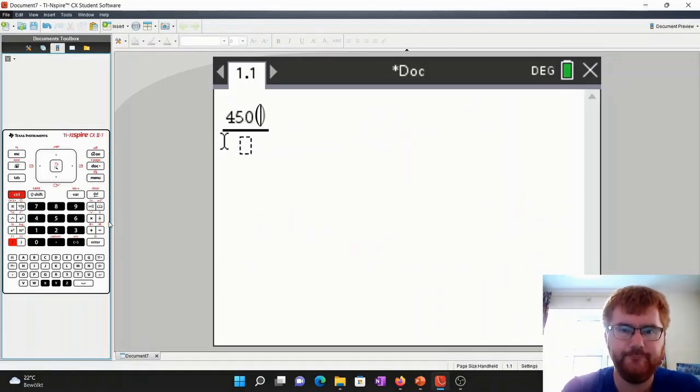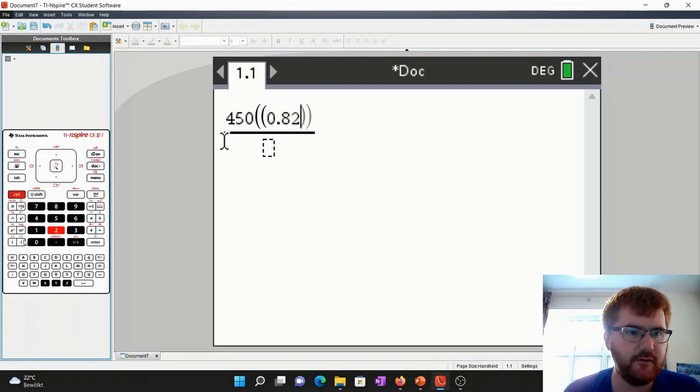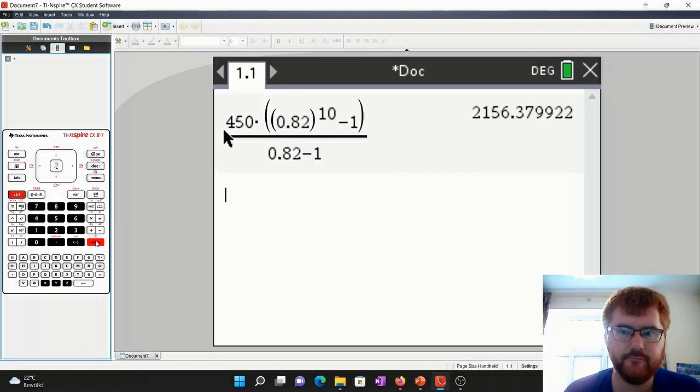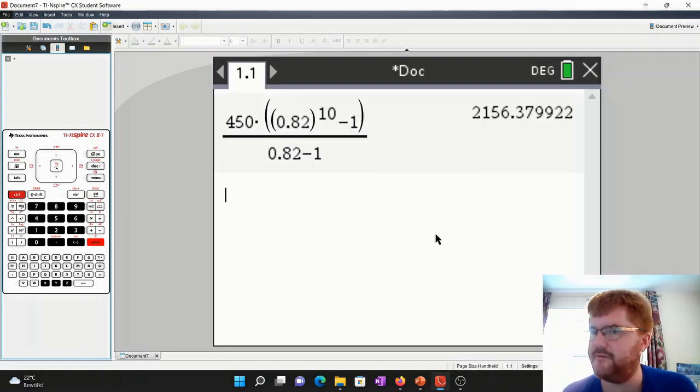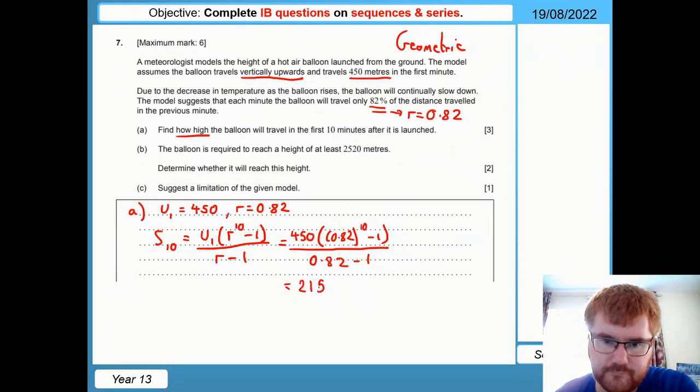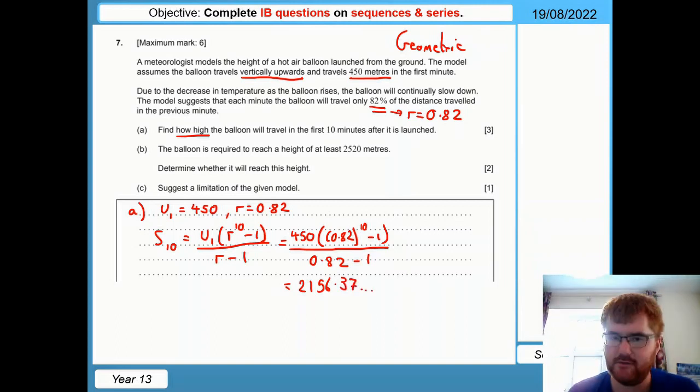Okay, so you get 450, and now we're going to put in brackets again, 0.82 bracket to the power of 10 minus 1 over 0.82 minus 1. And then we press the big button and we get 2156.37. Just pop that across. Again, always like to show I've worked this out on the calculator, and only after that do we round to 3 significant figures. So notice first significant figure, second significant figure, third significant figure.